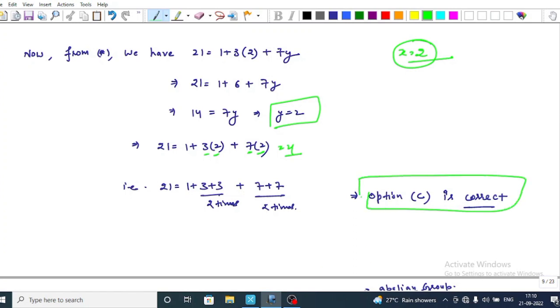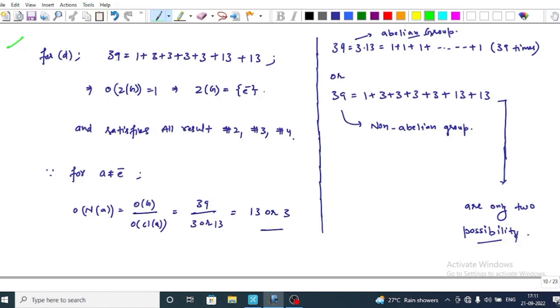Now come to the next option. In option D, we are given that the class representation of order 39 equals 1 plus 3 plus 3 plus 3 plus 3 plus 13 plus 13. We notice that the order of Z(G) equals 1.